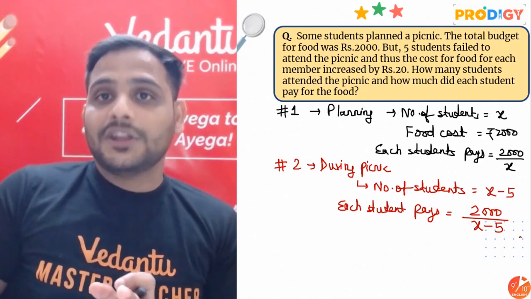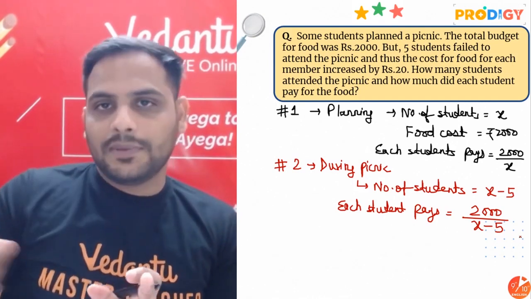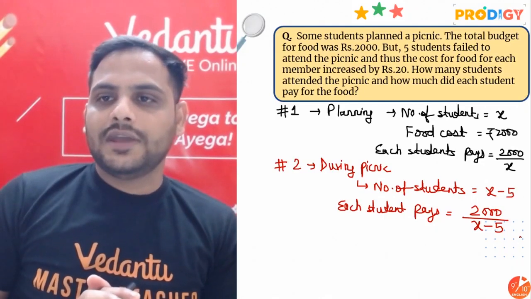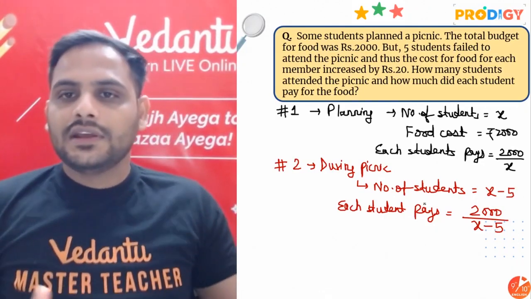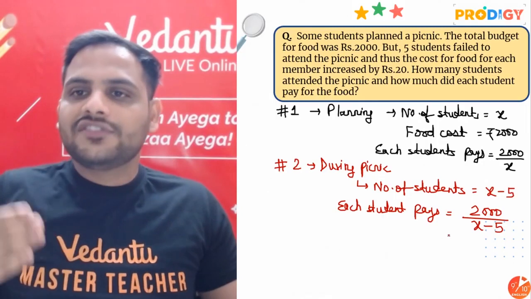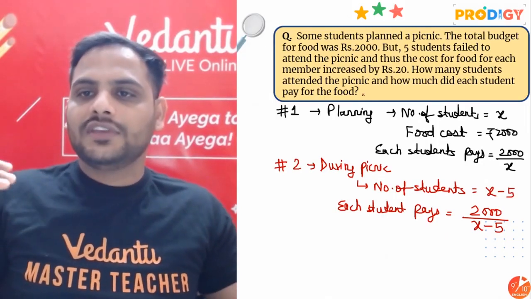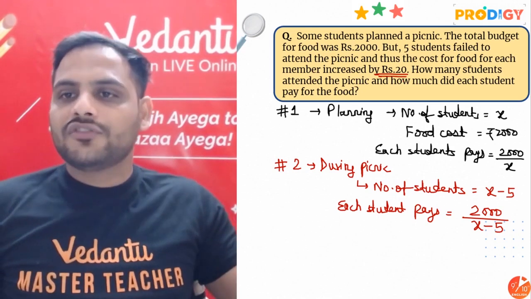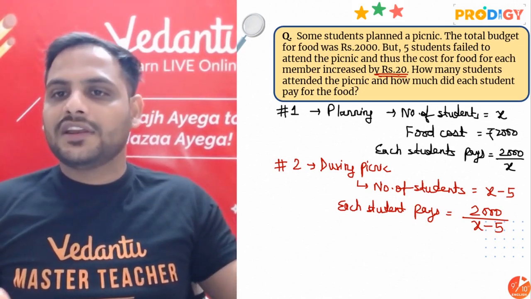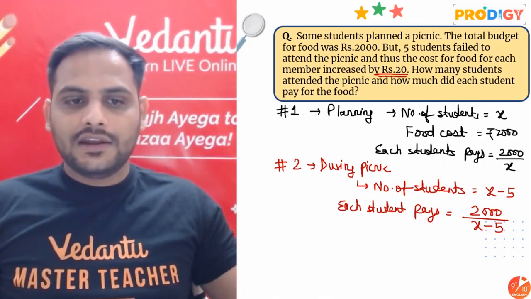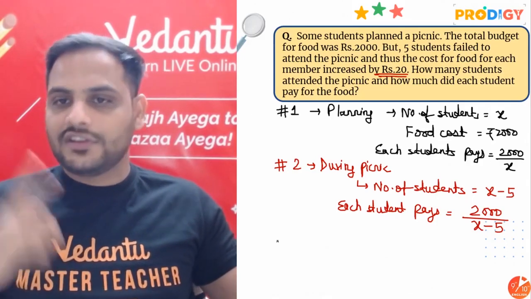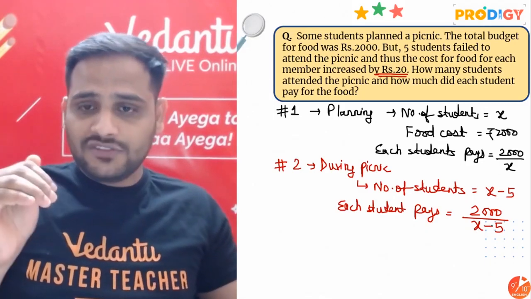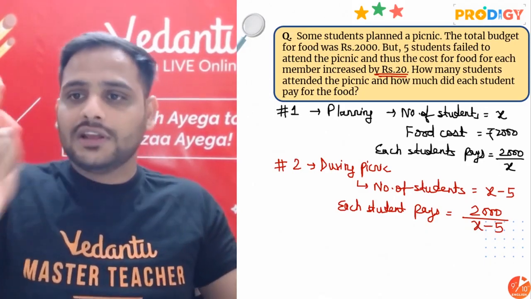So now the number of students has reduced, so now they need to contribute more money. 2000 upon x minus 5. Okay? Now they are saying that in case 2, the cost for food for each member increased by rupees 20. So I can clearly say that in the second case, cost has increased. So in the second case, each student is paying 20 rupees more than case 1.